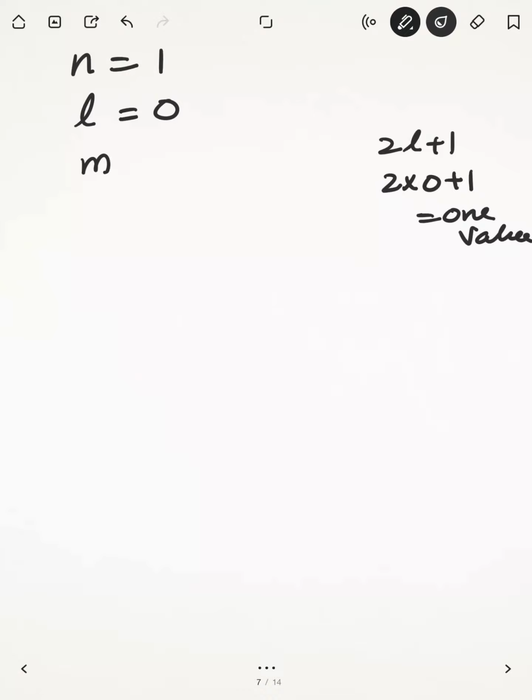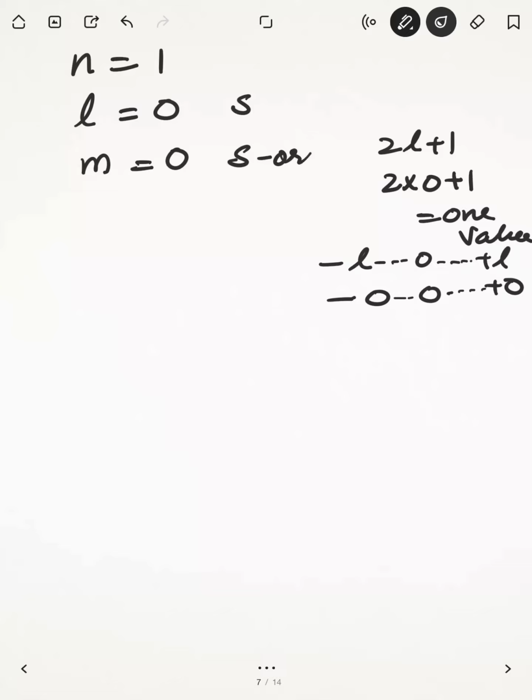When n is equal to 1, L can have one value, that is 0. When L is equal to 0, M can have 2L plus 1 values, that is 2 into 0 plus 1, that is 1 value. And what is this value? This value ranges from minus L through 0 to plus L. That means minus 0 through 0 to plus 0 means only 0. That means M is equal to 0. L is equal to 0 means S subshell. M is equal to 0 means the same thing. We call it S orbital.